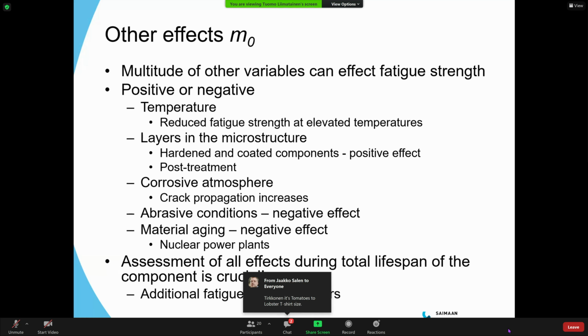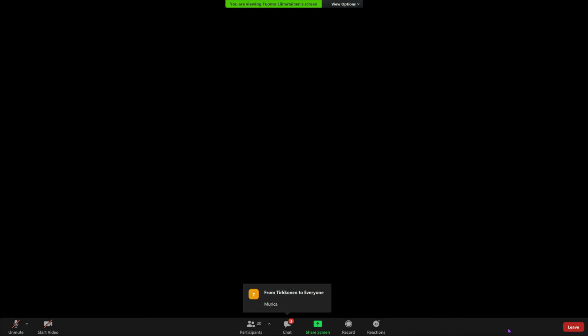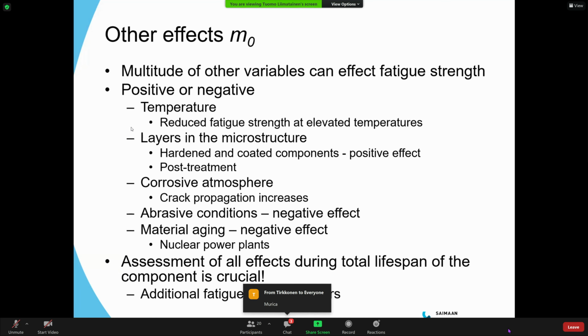Okay, but that's not all. There can be and usually are also other effects. And a good engineer is always able to judge whether there is something else that we need to include, because there are a multitude of other variables that can affect that, and the effect could be positive or negative. You never know. Like temperature, and that applies to not only static strength but also to fatigue strength, that when you increase the temperature, the strength is lower.